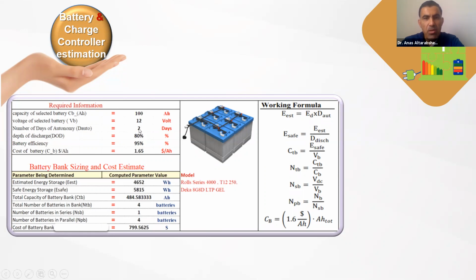You divide this ampere hour by the ampere hour of your selected battery, and you round the value. Then here you'll get 4 batteries, 4 batteries in parallel. Then you find how much those batteries cost you. Okay, good. So we are done right now with the batteries.